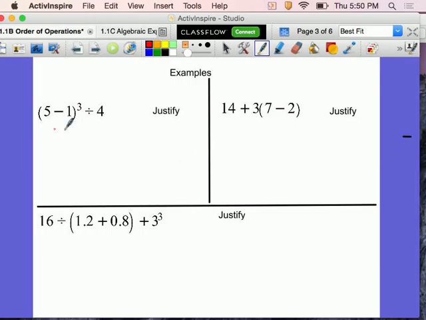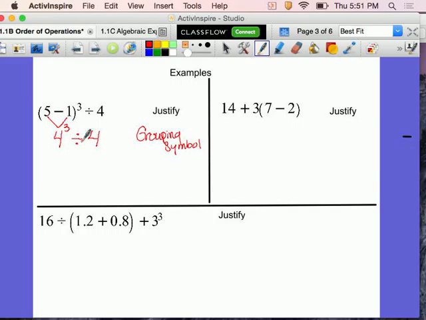So the first thing we're going to do here is make sure you copy down the example, write the word justify. And I need to do my grouping symbol first. So 5 minus 1 is actually 4, and then I'm going to copy and paste everything else I haven't used. And my justification was that I saw a grouping symbol. Okay, now I can reevaluate and look at what I've got.